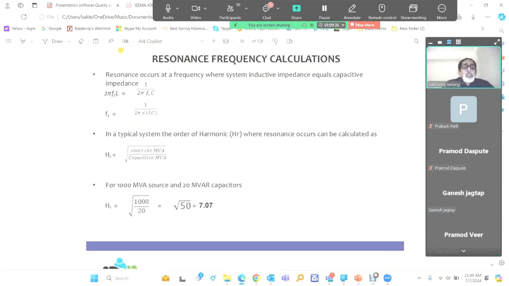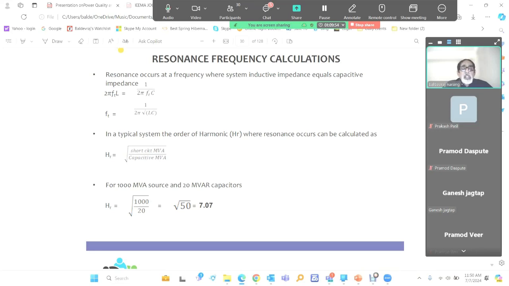So this is how we calculate the tuning frequency. It is 1 upon 2 pi root LC. We have shown the formula here. And for resonance, there is also an empirical formula, with which we can find out where it takes place.